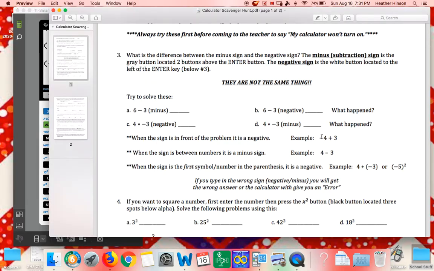So if it's the first symbol in a group, first symbol at the front, first symbol in a group, those are going to be negative signs. If it's in between and it comes right after a number, that's going to be your minus sign.